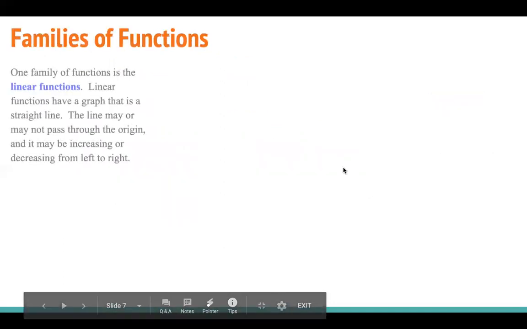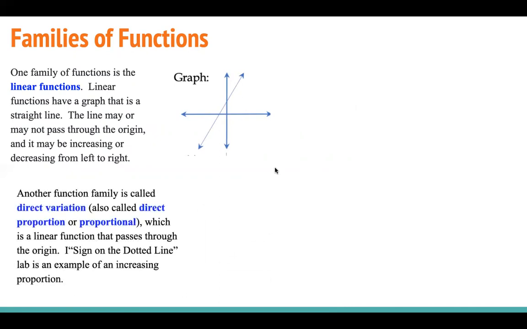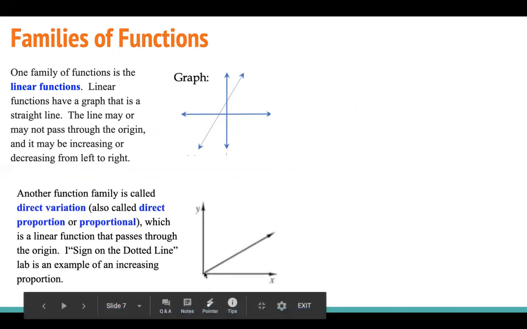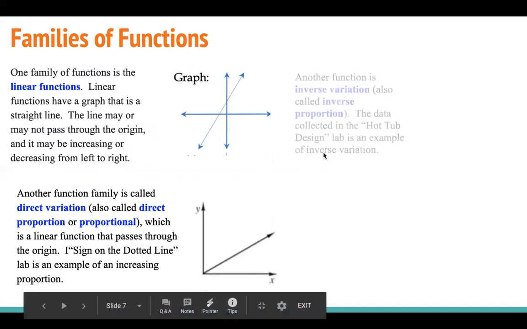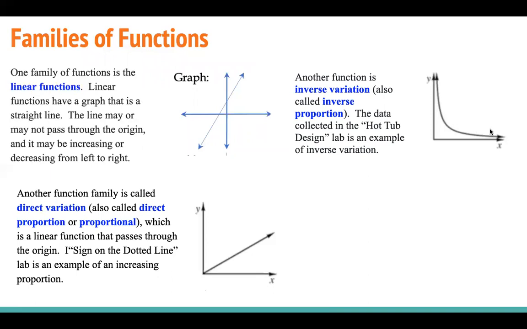So, some families of functions. Linear functions, like right here, is a linear function. Direct variation is a line that goes through the origin, (0, 0). Inverse variation is this curvy relationship. And actually, if I multiply my two variables, my x and y, I get a constant.